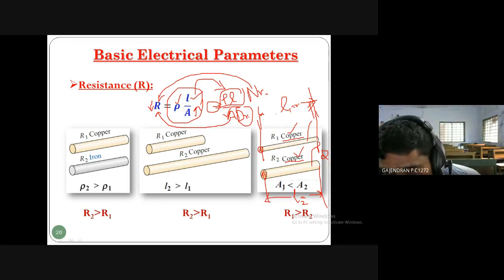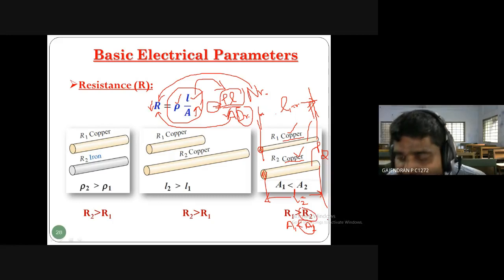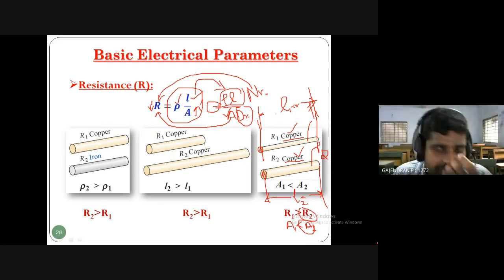So therefore, please observe, here area A1, A2. I can rewrite this same one, area below. Let me write it here. Observe this a little. Area 2 is greater, but resistance is smaller. That's all. Am I clear to you?